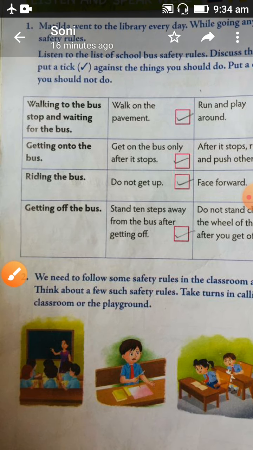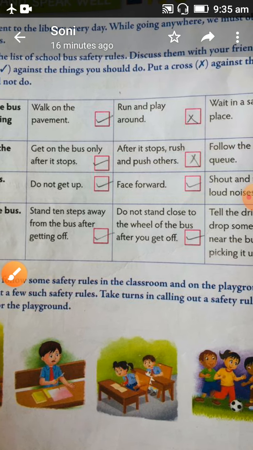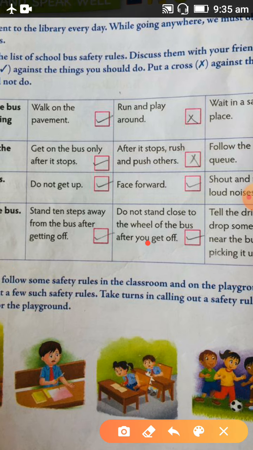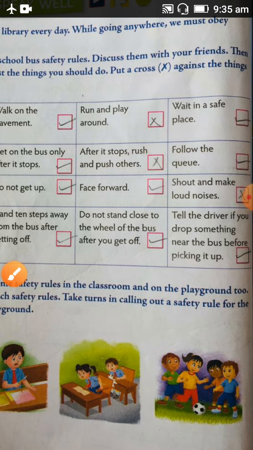Next one is getting off the bus. Stand 10 steps away from the bus after getting off. Exactly. Don't stand near the bus. This is correct. Next one is do not stand close to the wheel of the bus after you get off. Yes, we should stand exactly 10 steps away. Next one is tell the driver if you drop something near the bus before picking it up. Yes, suppose you dropped something, if you want to pick it up, you have to tell the driver.